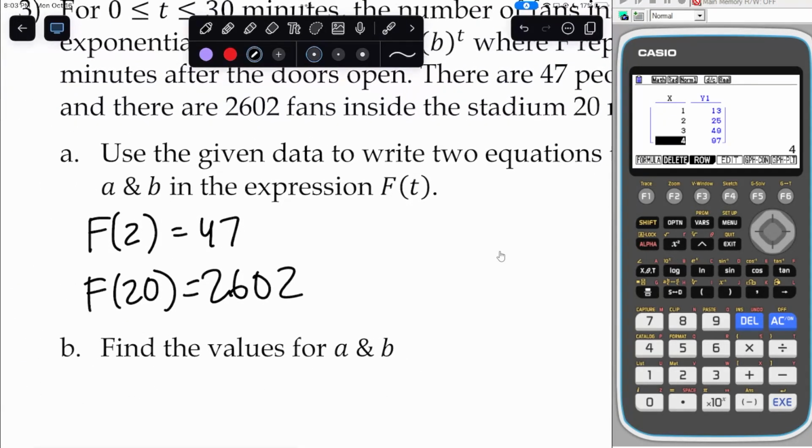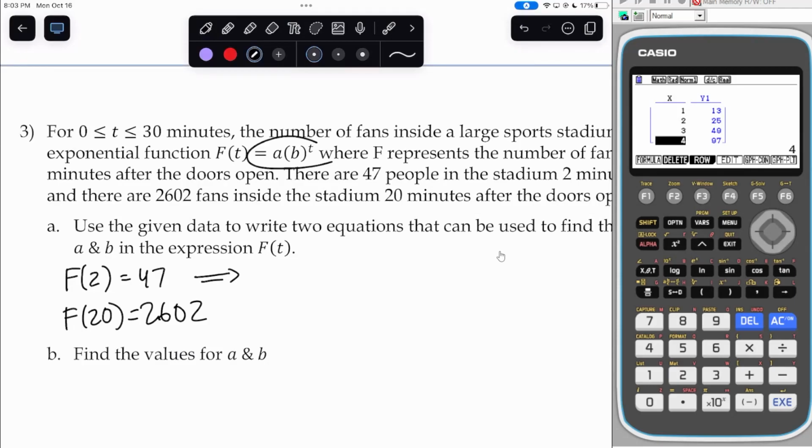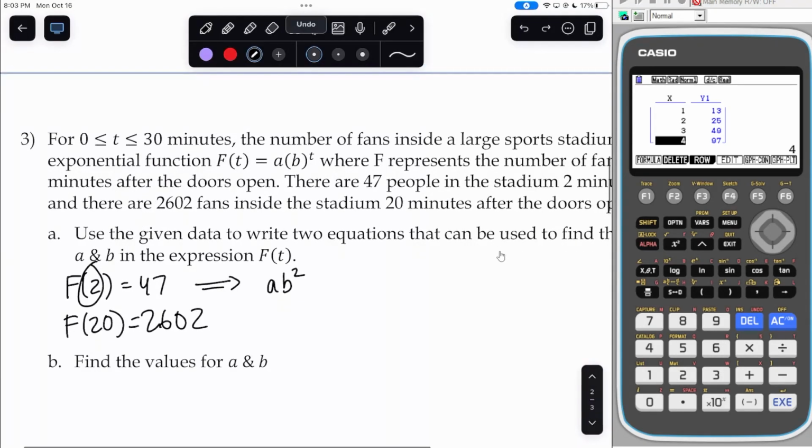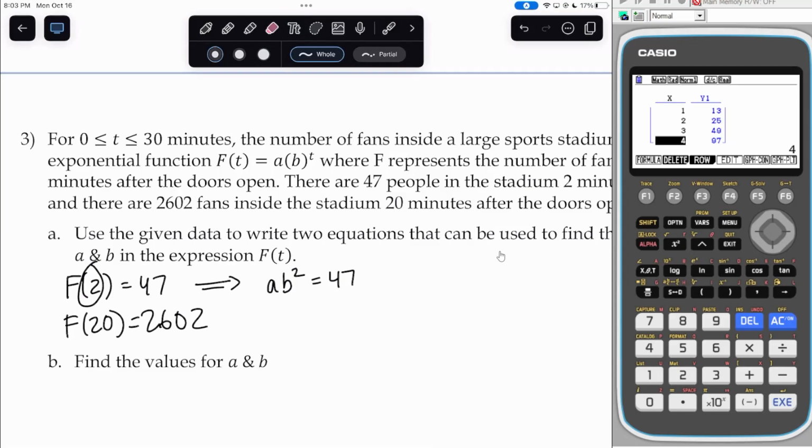So hopefully you agree with the statement that f of 2 equals 47 is implying that the function, this original function here, implies that A times b to the power of 2, I'm plugging in 2 into this function. If I plugged into this function, I should get a result of 47. They're already claiming that this right here is our function. We just don't know what a and b are. And figuratively, if I plug in 2 into it, I should get 47. I don't know what a and b is yet, but this is a good start. If I do the same thing for my second equation here, if I plug in 20, it should be AB to the power of 20 equals 2602.